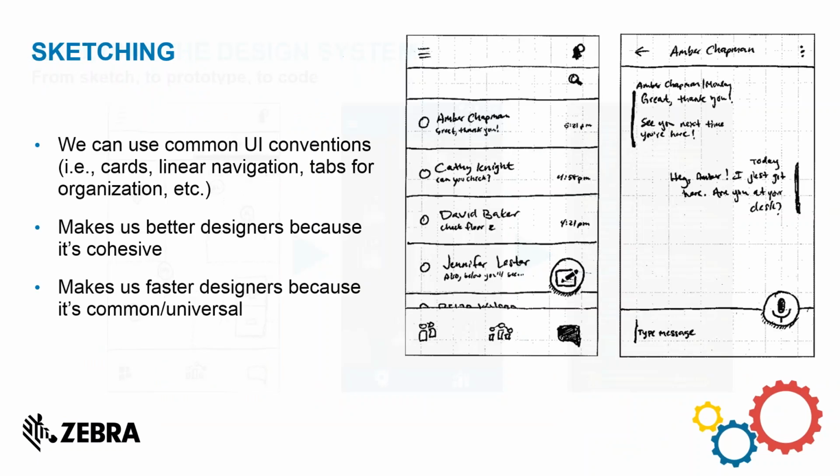So starting with sketching, once you become familiar with the system, like I said, it is like a language. And even as you're sketching, you have an understanding of how the elements work together and the layout. It can make you go faster. You don't have to think about those decisions as you're sketching, and they look cohesive.